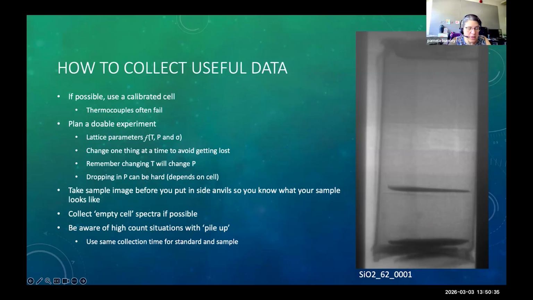We like to take a sample image before we put the side anvils in so that we know what our sample actually looks like. Before the anvils go in, you can see the edges and you have some clue of where you are. Because once you put the anvils in, then you just have this little slit and a few dark lines. And sometimes, especially if you've got a piston at the top and a piston at the bottom or whatever, you can get yourself lost.